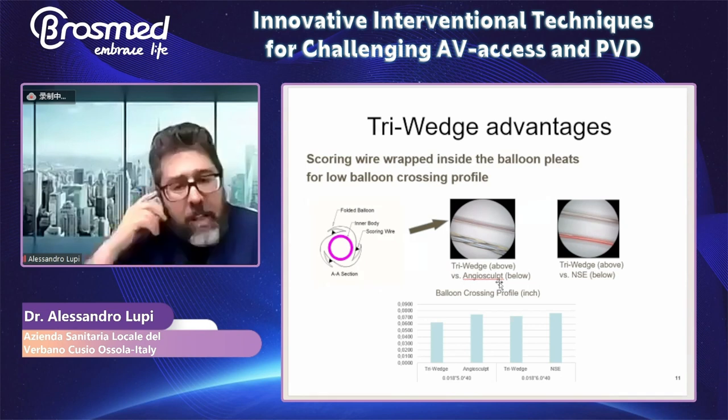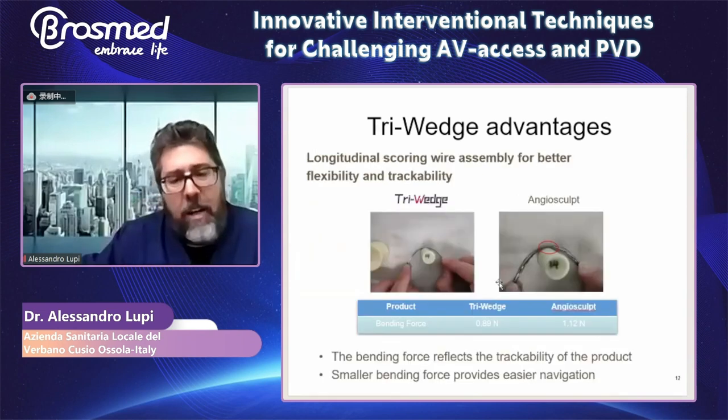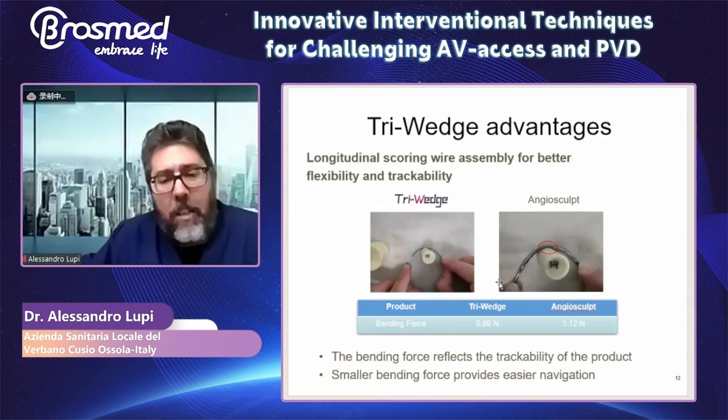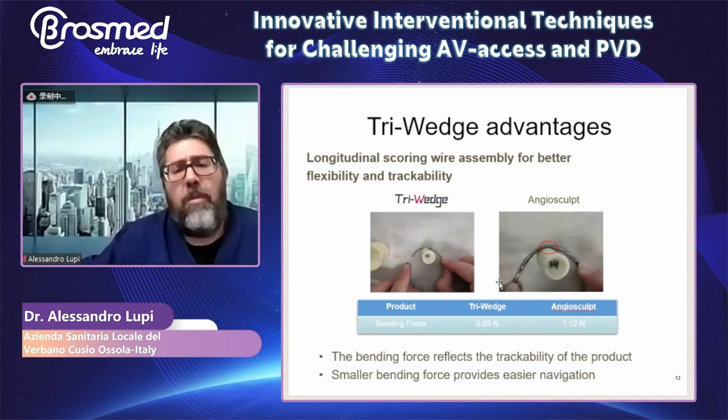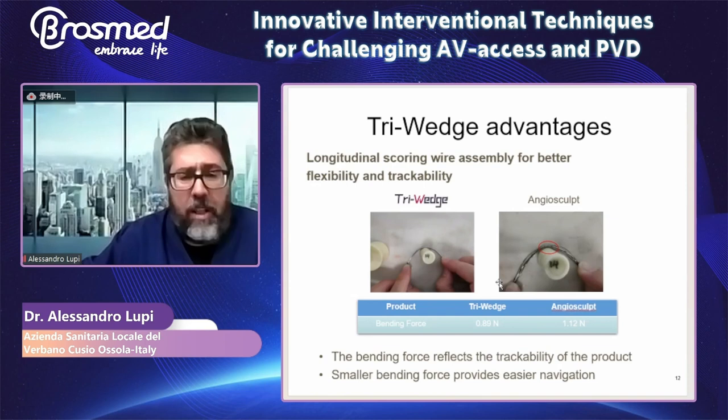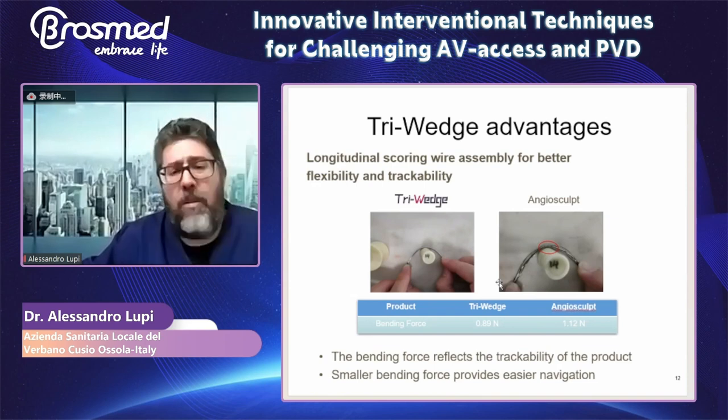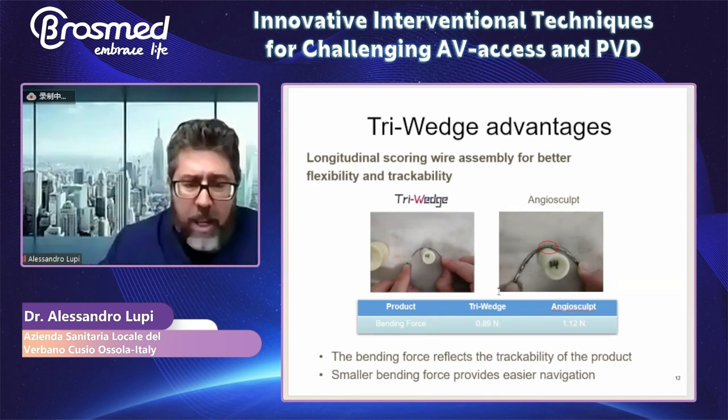In this slide, we can see the difference in flexibility of the device. The Tri-wedge is very flexible, more flexible than other well-known devices like the AngioSculpt. This is important for trackability, because we need less force to bend the device during passage through tortuous anatomy, and it's easier to bring the device where we have to make our dilations.